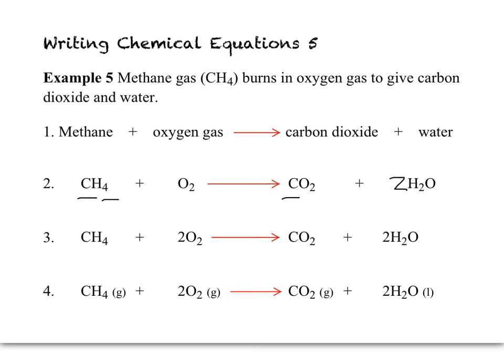On the right hand side we now have 2 oxygen in CO2 plus 2 in each of the water molecules. That makes 4. So we need to add 2 to the oxygen on the left hand side. The equation is now balanced and is shown here.